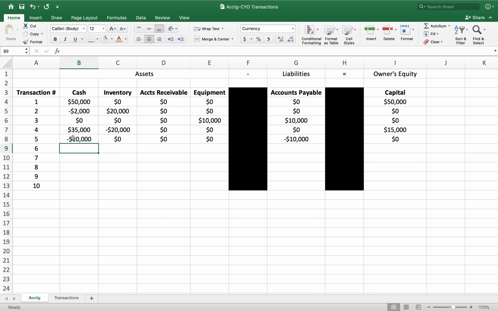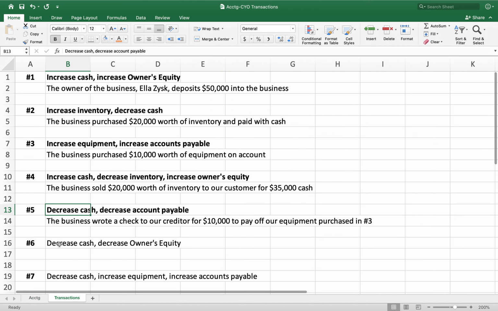That does not affect owner's equity. Minus 10,000 minus a negative number, that turns into a plus. Negative 10,000 plus 10,000 equals 0. We're balanced, we're moving. Here we go, number 6.